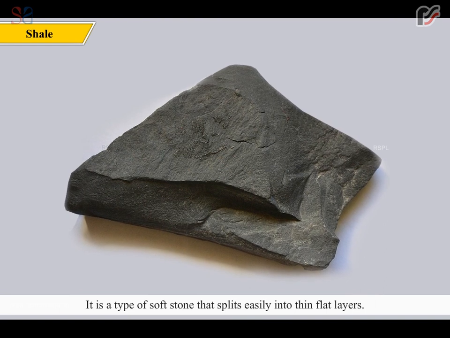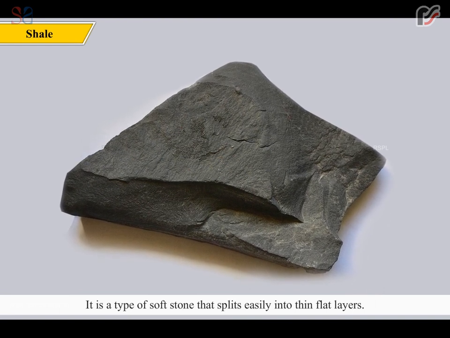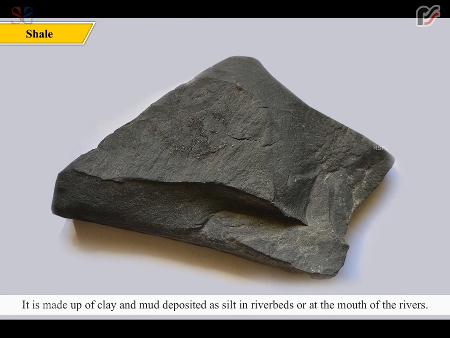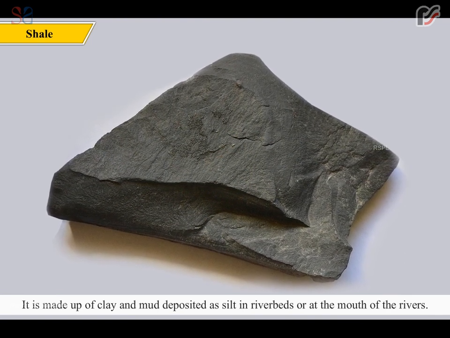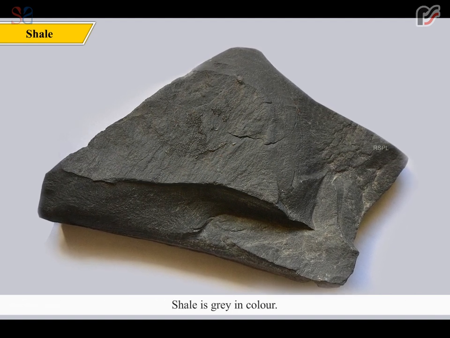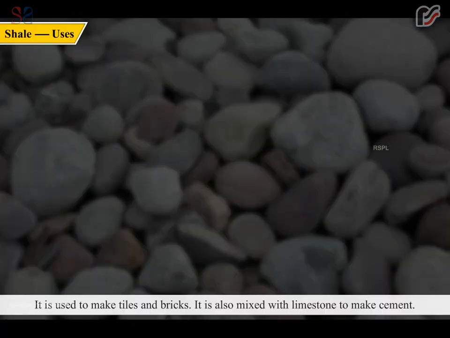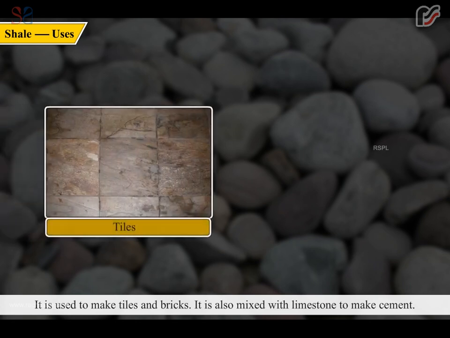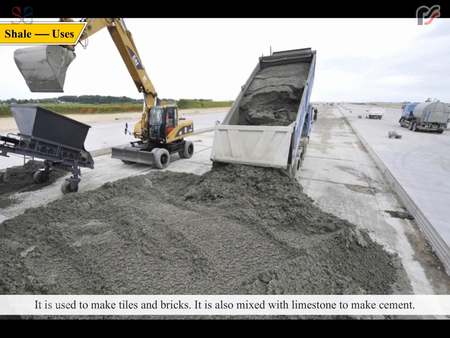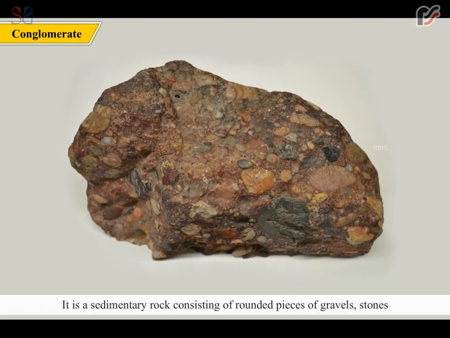Shale. It is a type of soft stone that splits easily into thin flat layers. It is made up of clay and mud deposited as silt in river beds or at the mouth of the rivers. Shale is grey in color. Shale uses. It is used to make tiles and bricks. It is also mixed with limestone to make cement.